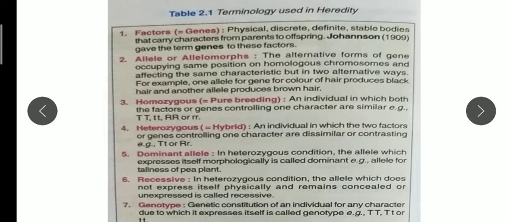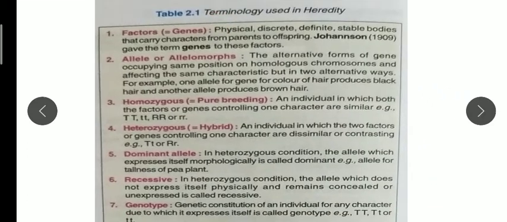Children, in the Zoom class, I have already explained the introduction of the genetics chapter. So today I am going to start. I am going to explain a few terminologies which are very important for the genetics chapter. If you know these terminologies, then only will you be able to understand this chapter and its rules.